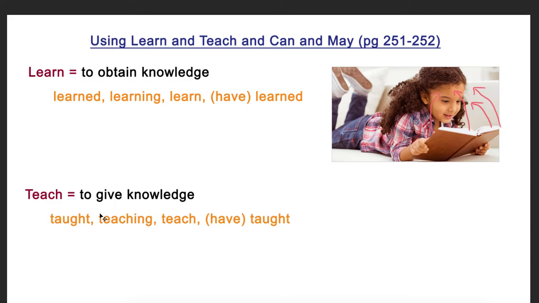Or teaching, the teacher is teaching us how to speak Spanish. And teach, the future tense, is going to happen in the future. You can say the teacher will teach us how to do algebra in the fifth grade. And if you want to pair it up with have taught, to say you have experience, you can say, I have taught fourth grade before. All right, that means you have the experience of teaching something.